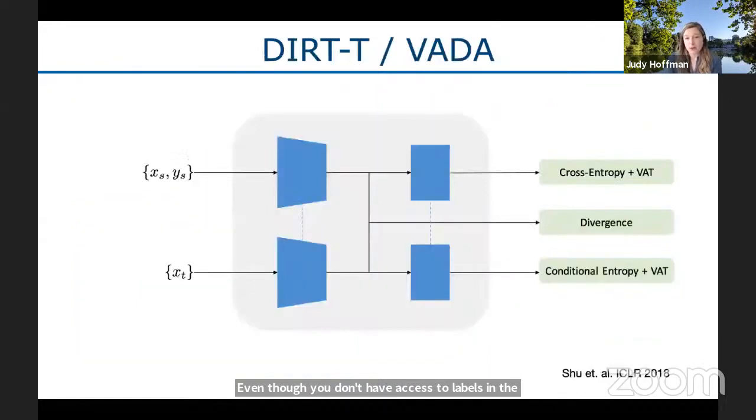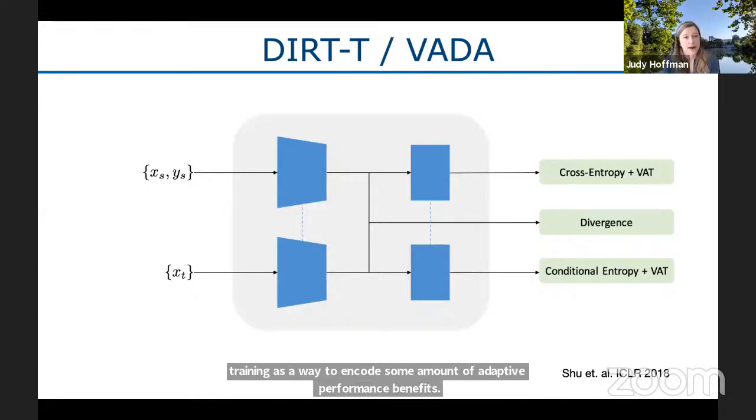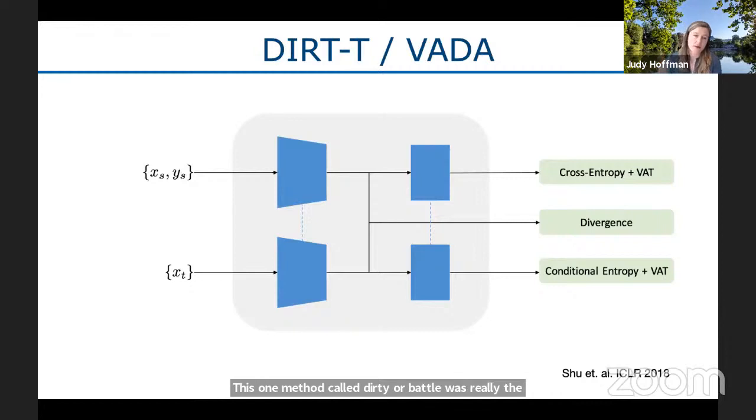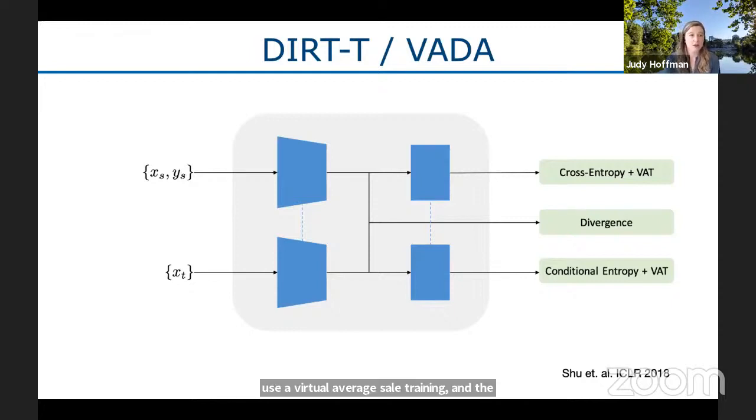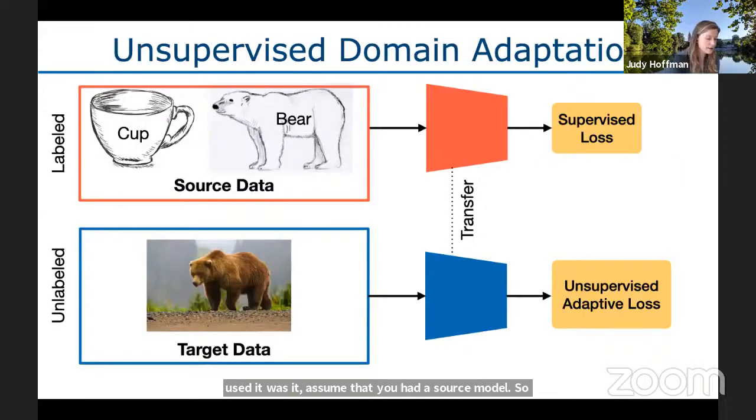And people have looked at using virtual adversarial training as a way to encode some amount of adaptive performance benefits. One method called DIRT-T or VADA was really the key underlying piece of the model that used virtual adversarial training. It looked at both an alignment mechanism using a standard domain divergence or aligning distribution outputs, but it also used virtual adversarial training. And the way that it used it was it assumed that you had a source model. So again, a source model in this case could have been trained on this domain up here, maybe a sketch domain, or more generally just some domain where you had access to lots of labels.